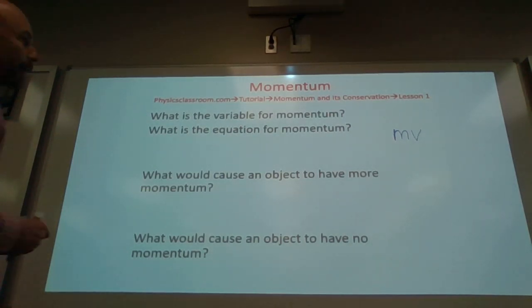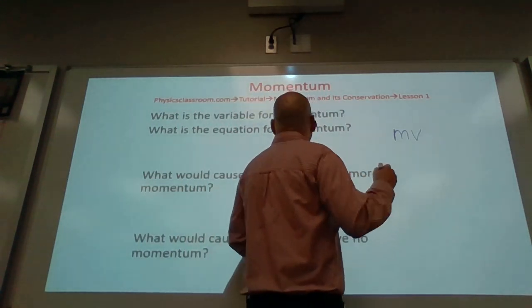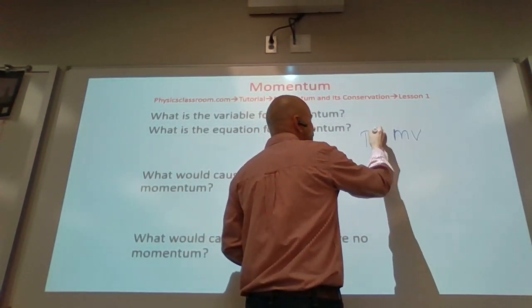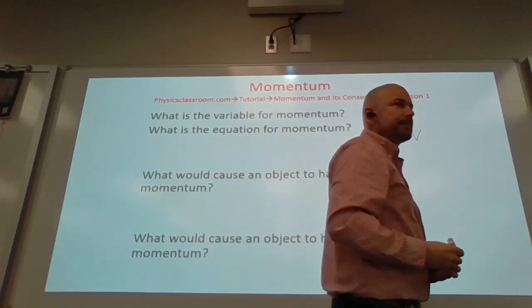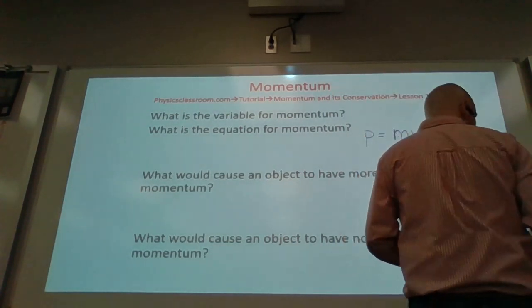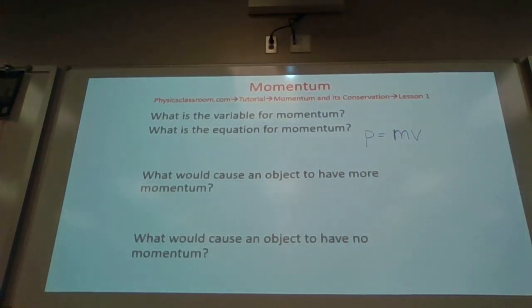Now, here's the wacky thing about momentum. The variable for momentum is a lowercase p. Why? I don't know. We kind of ran out of letters, and momentum got the leftovers. So, if something is really massive and moving really fast, it has a lot of momentum.